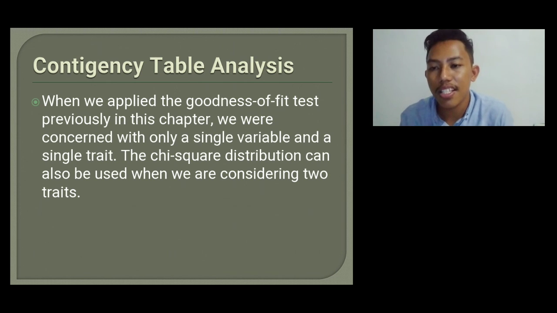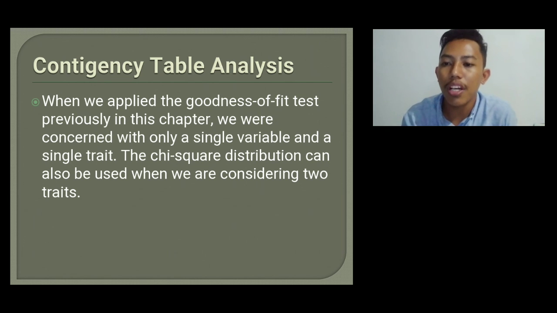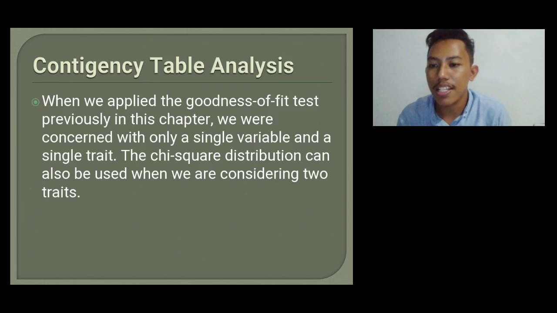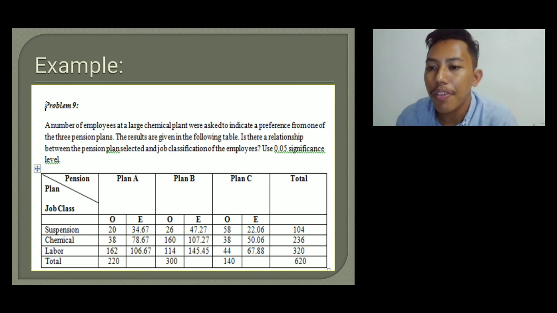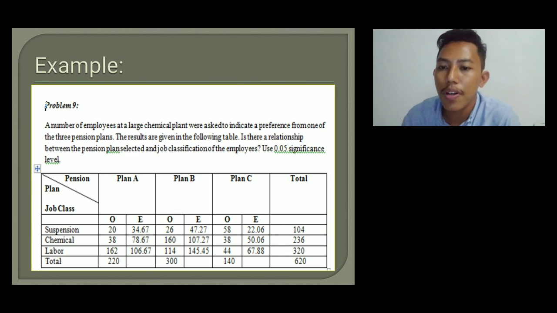Contingency table analysis. When we applied the goodness of fit test previously in this chapter, we were concerned with only a single variable and a single trait. The chi-square distribution can also be used when we are considering two traits. For example, a number of employees at a large chemical plant were asked to indicate a preference from one of three pension plans. The results are given in the following table. Is there a relationship between the pension plan selected and the job classification of the employees? Use the 0.05 significance level. So here is the data.